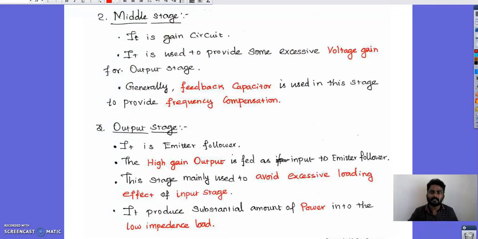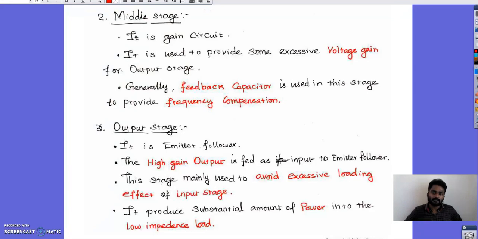Coming to the middle stage, it is a gain circuit, we all know, and it is used to provide some excessive voltage gain for the output stage. Generally the feedback capacitor is used in this stage to provide frequency compensation. Frequency compensation is also done in the middle stage with the help of the feedback capacitor.